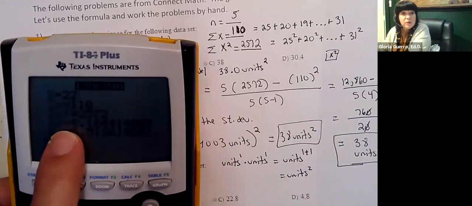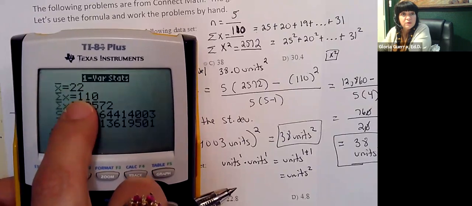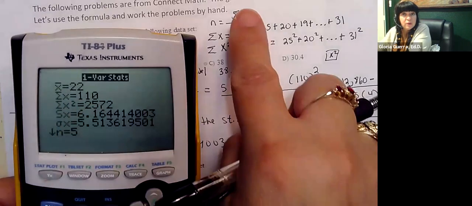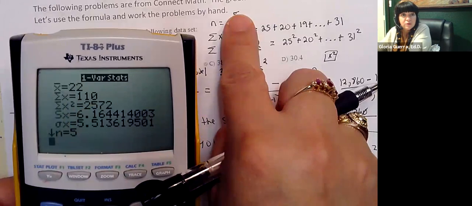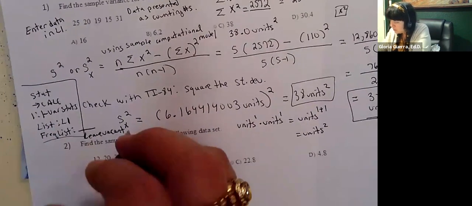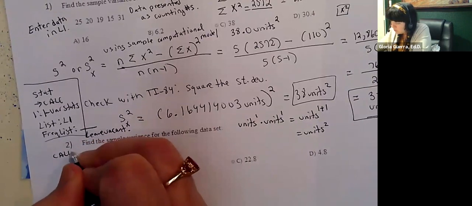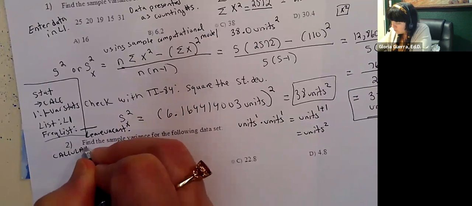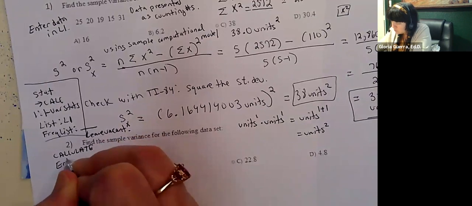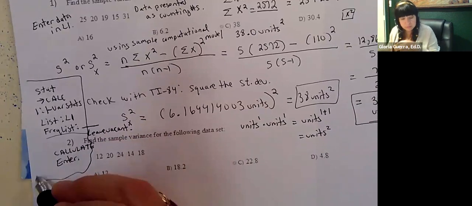And then you just tab to calculate, and that's where your standard deviation is. And then we need to get this value and this value from here, right? And then we had 5 data values. Okay, so leave this vacant, and then it was calculate, and then it was enter. Okay.